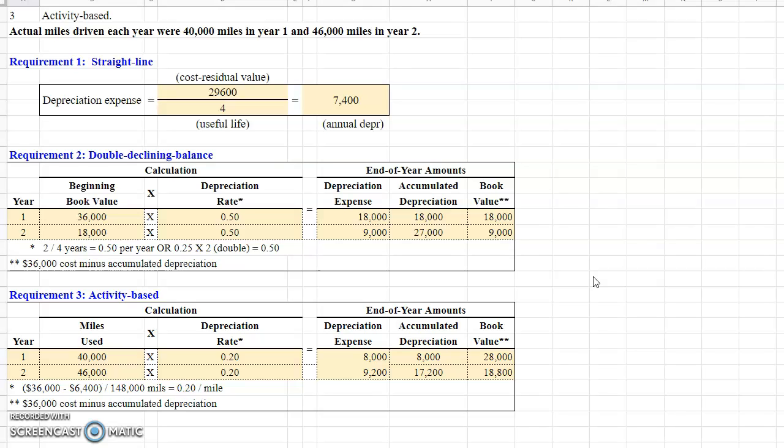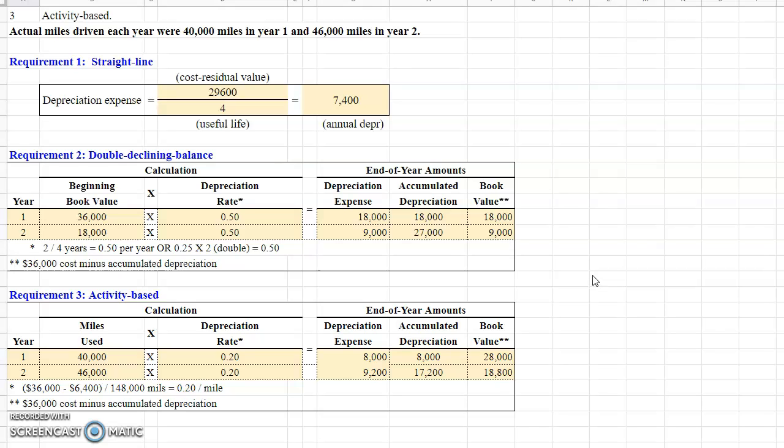Then we take the beginning or original cost minus the salvage value. We did that above in the straight line, 29,600, and we divide by the estimated amount of units, in this case 148,000 miles, and we get a rate of 20 cents per mile. That rate is used for the whole life of the asset.